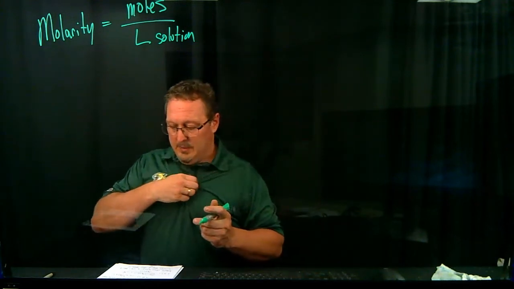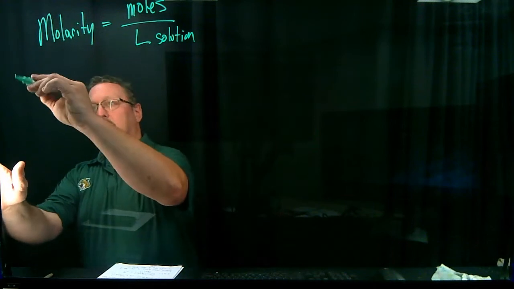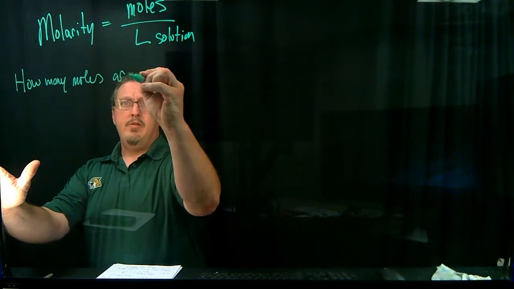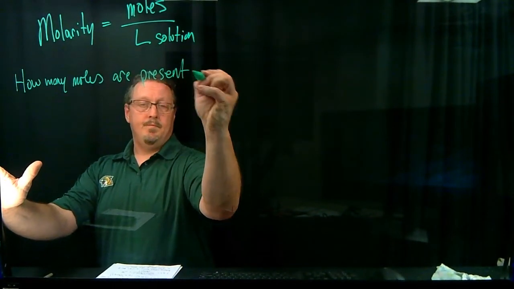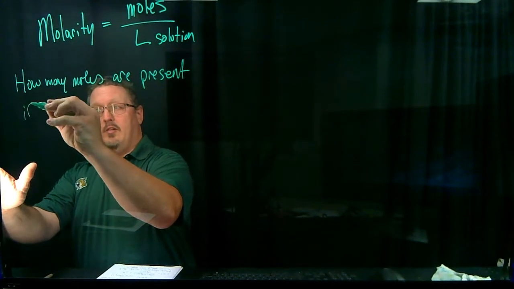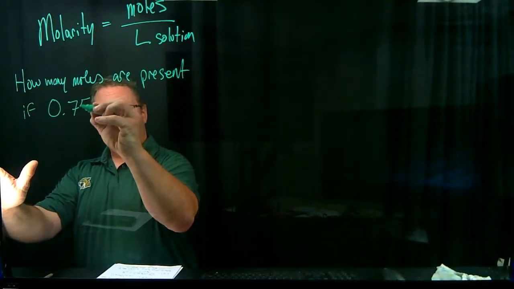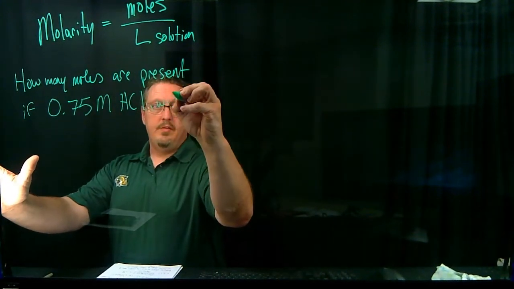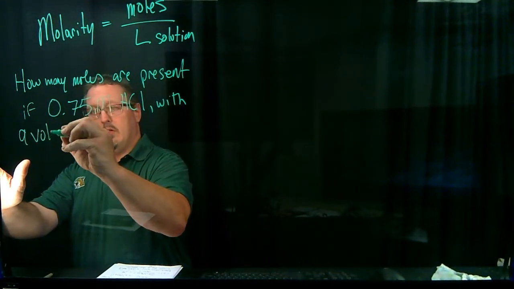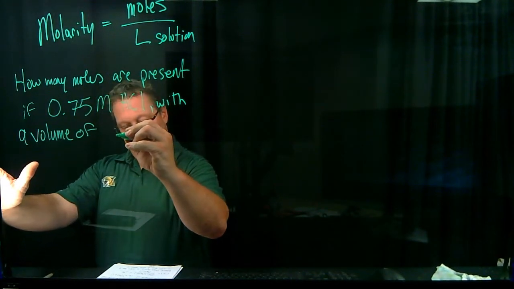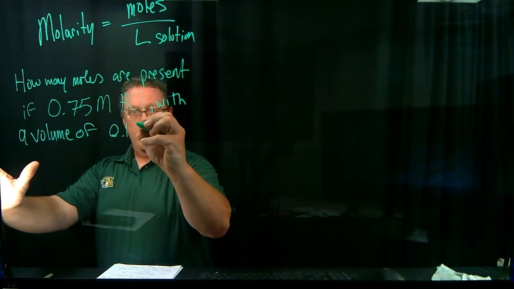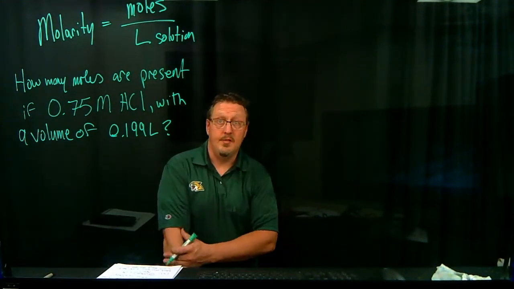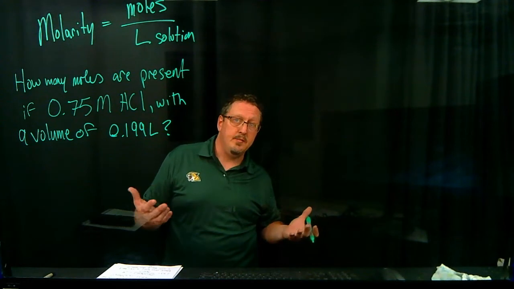So, an example. How many moles are present if I have a 0.75 molar HCl solution with a volume of 0.199 liters? So solve for the variables. Put in what I have, put an x in, and then solve.